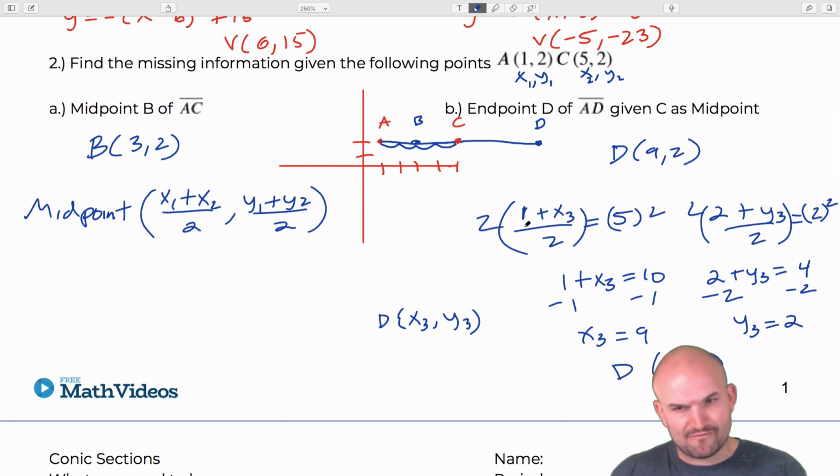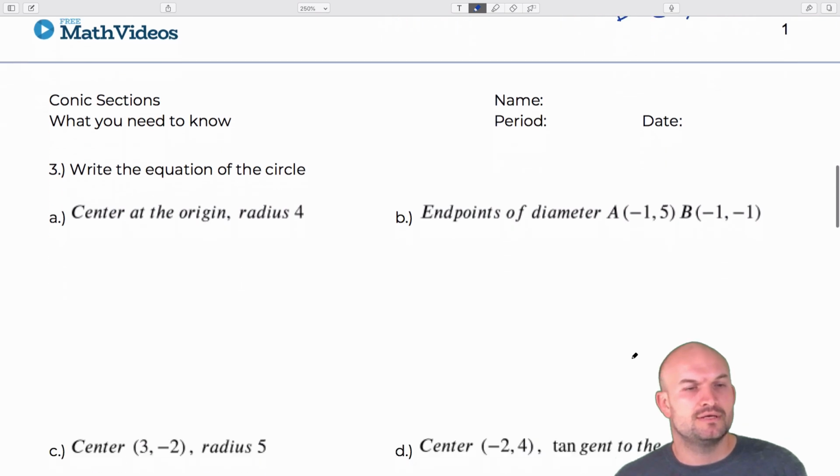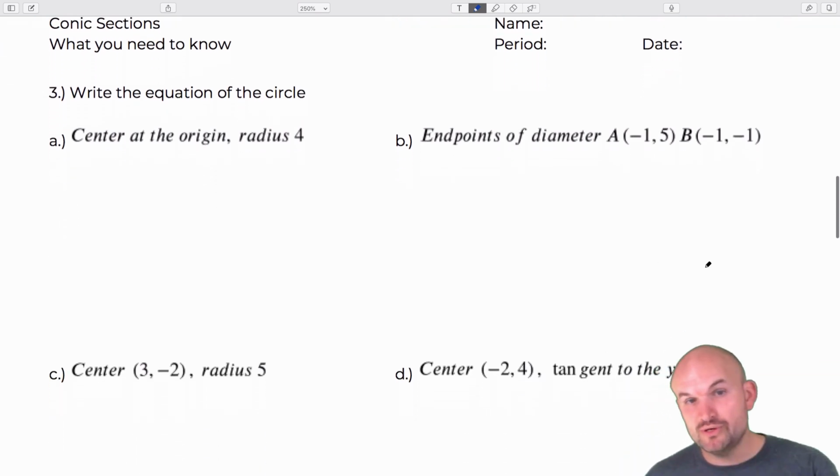But again, just use that formula to help you and the information. You can go ahead and solve it just exactly the same. All right, so what about the equation of a circle? So remember, there's 2 equations of a circle.